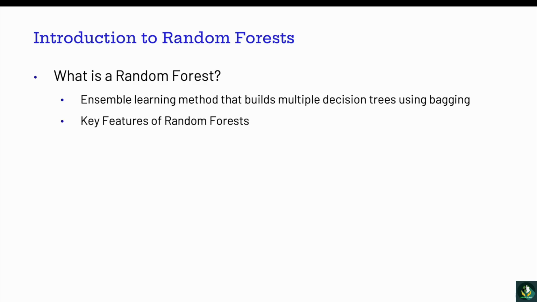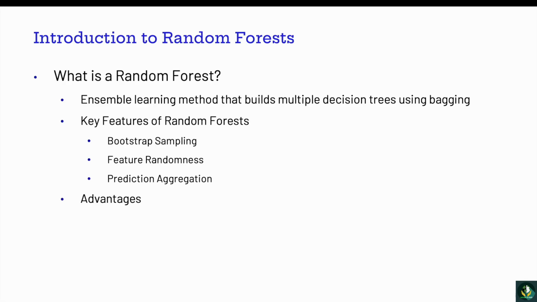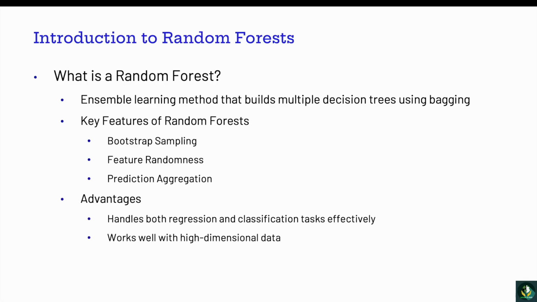Some of the key features of random forest include bootstrap sampling. Each tree is trained on a randomly sampled subset of the data. Feature randomness: at each split, a random subset of features is considered, ensuring diversity among the trees. And prediction aggregation. In this method, we use regression for averaging the predictions of all trees, and classification to use the majority voting. Advantages of random forest include that it handles both regression and classification tasks effectively. It also works well with high dimensional data, and it reduces overfitting compared to single decision trees.